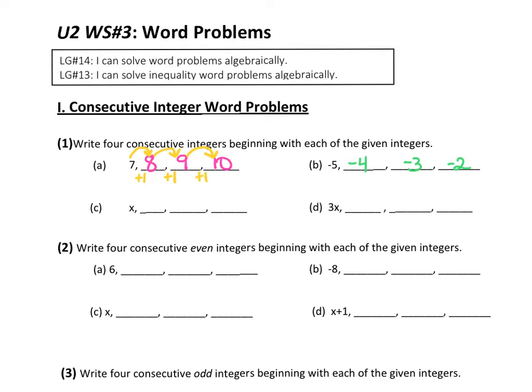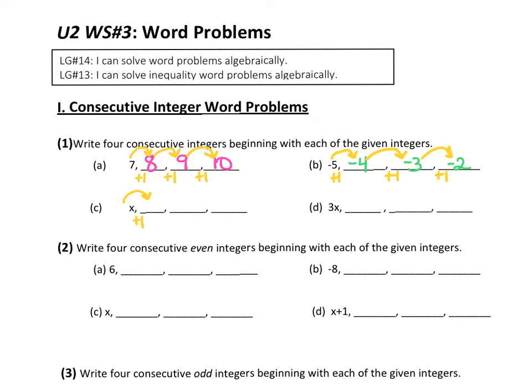Same thing with the negative numbers. Negative 5 to negative 4, you are adding 1. Negative 4 to negative 3, you're adding 1, and so on and so forth. This means that to get a next consecutive integer, you have to add 1, even if we don't know what that integer is. So if the integer is x, what do we need to do to get to the next integer? We need to add 1.